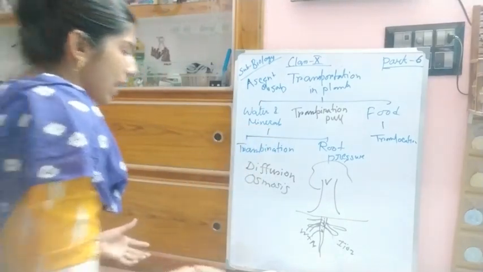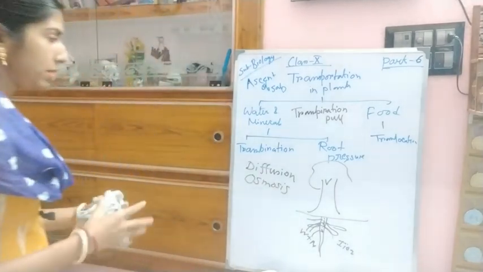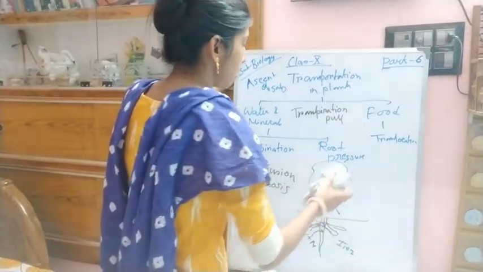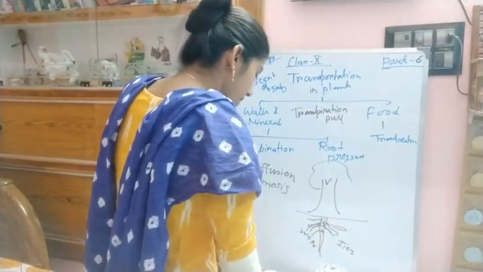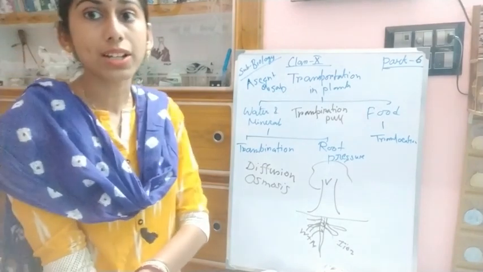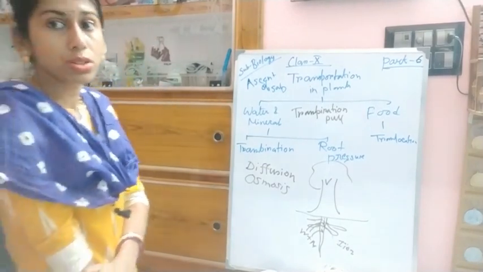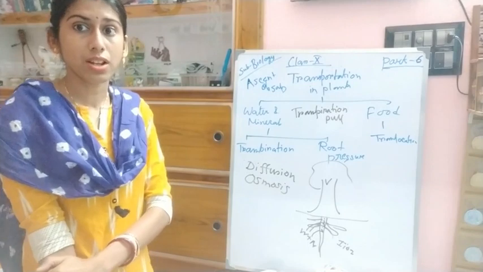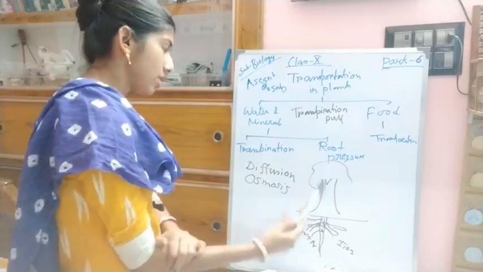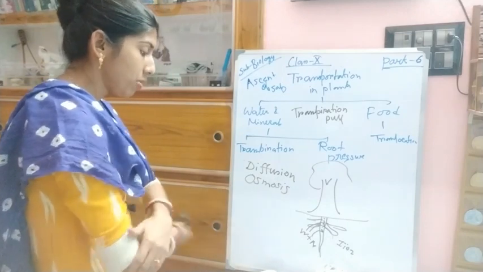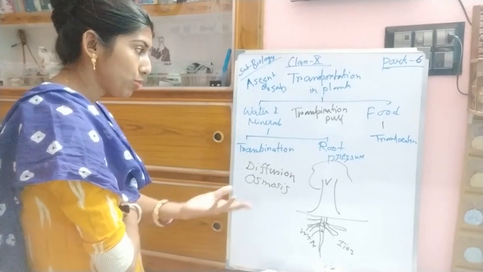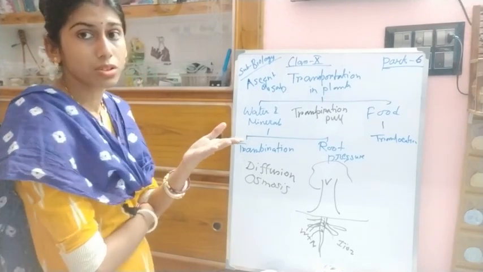Okay, so that is how water and minerals are transported in plants. Now how can food be transported in plants? Food is transported by the process called translocation. The process of transportation of food is called translocation. And what is translocation and how does it occur? Foods are produced in the leaves.